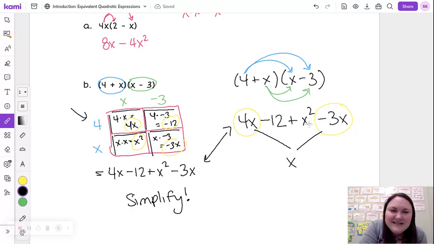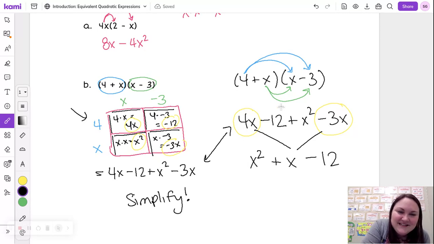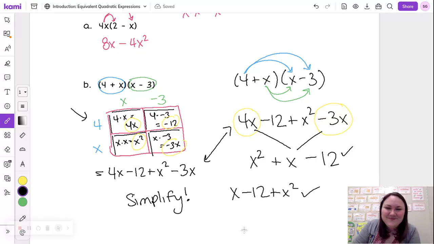Usually when you have stuff in standard form, you'll see that x squared term first, your x term second, and your constant, the number without a variable, third. So you'd see it like this, but please know that you could have also written x minus 12 plus x squared. This is okay too.